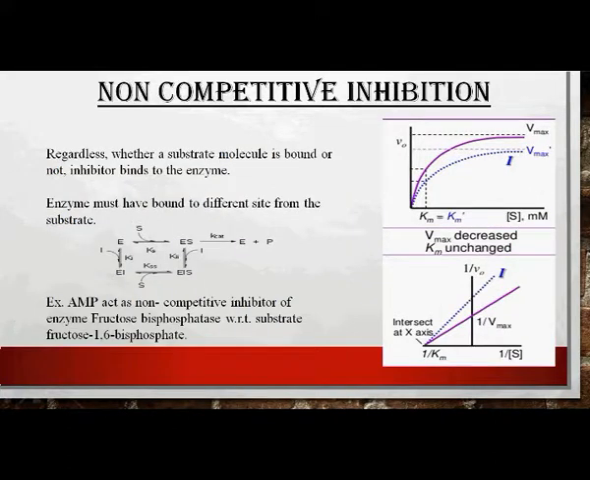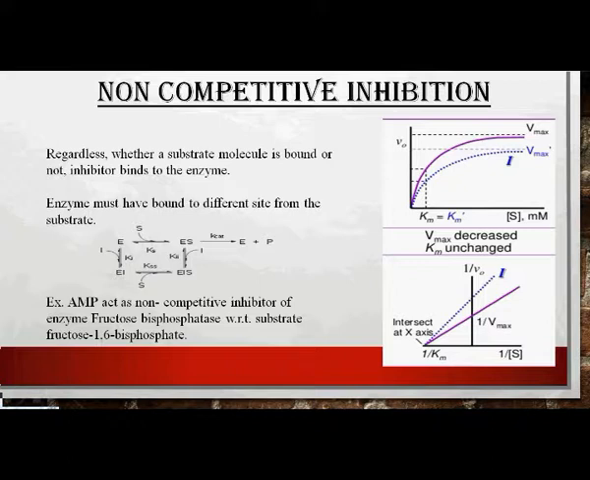Next is non-competitive inhibition. Now let us start with non-competitive inhibition. In this type of inhibition, whether or not the substrate molecule has bound to the enzyme, the inhibitor molecule can bind to the enzyme. That is, it can bind to the enzyme either in its free state or when it is combined with the substrate.